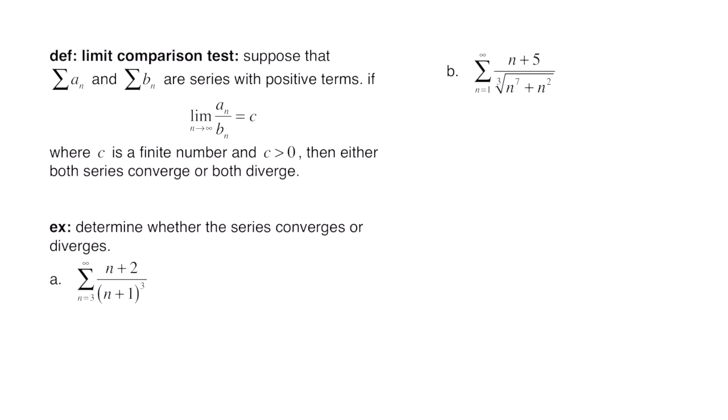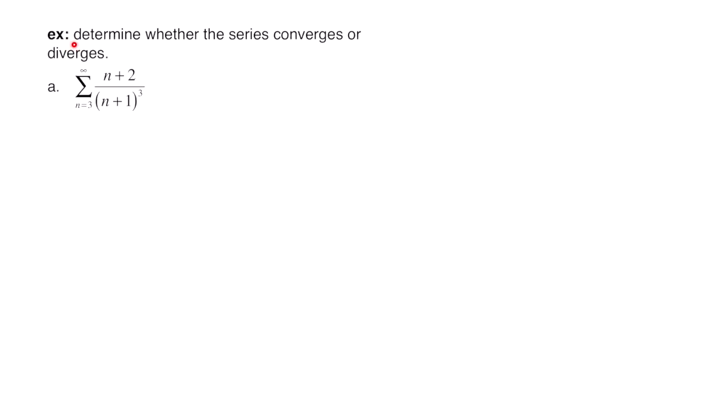Next, we have the limit comparison test. It says, suppose that sigma of a sub n and sigma of b sub n are series with positive terms. If we have the limit as n goes to infinity of a sub n over b sub n, and it equals a constant value c, where c is a finite number and greater than 0, then either both series converge or both will diverge. This example says, determine whether the series converges or diverges.